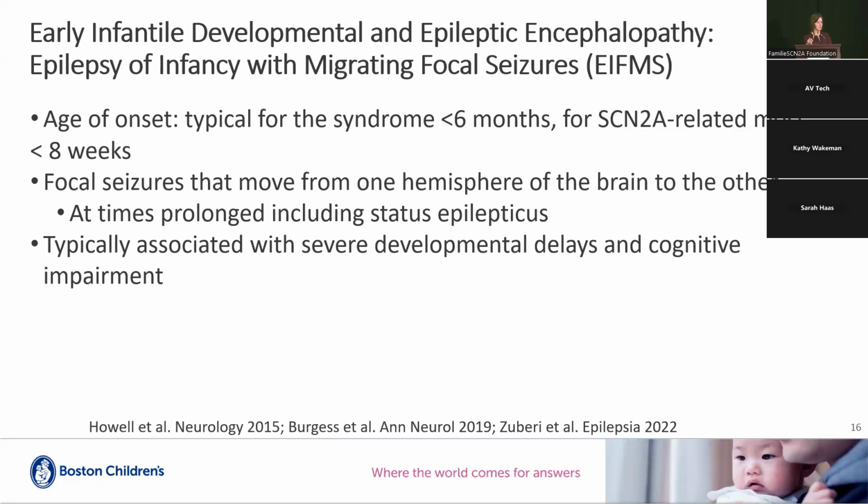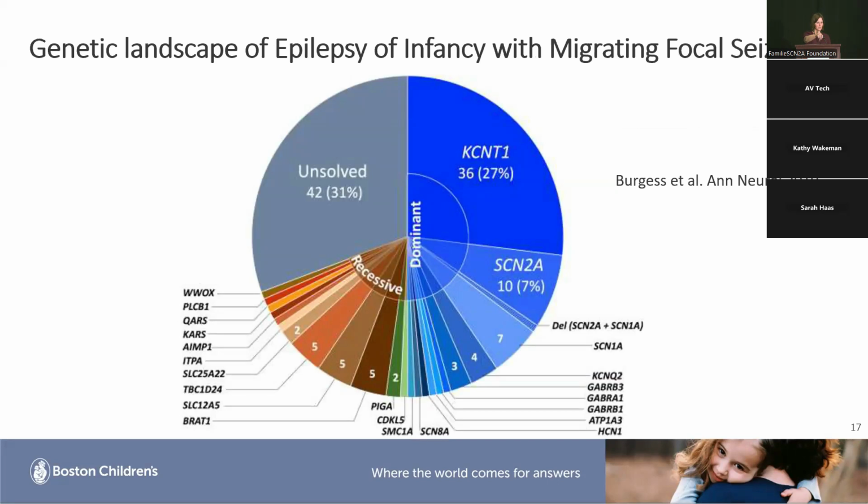In 2A, it's usually less than 8 weeks. These are focal seizures that, if you watch on the EEG, start in one hemisphere, one side of the brain, and then while they're still going, they sort of migrate around to different portions of the brain. So it's a funny epilepsy syndrome, and can be very challenging and hard to control, and associated with severe developmental delays and cognitive impairment. When a team, including our group, looked at the genetic causes of this particular syndrome, SCN2A is not the largest, but it's amongst the more common causes of this particular syndrome.